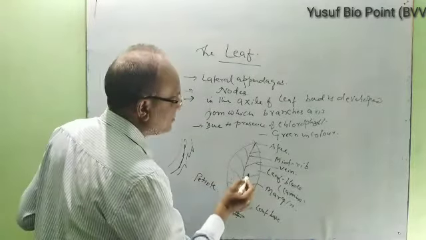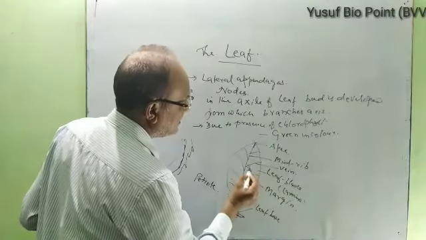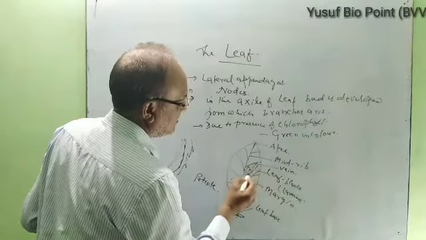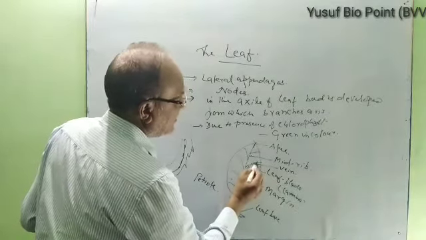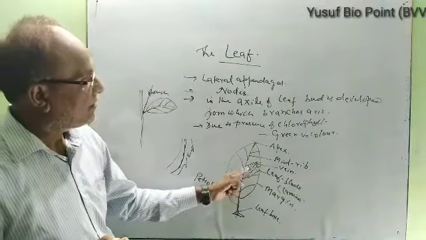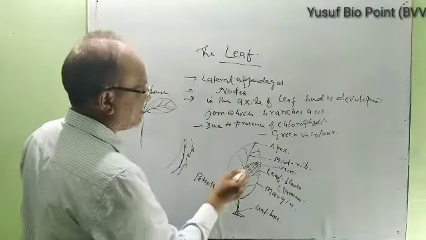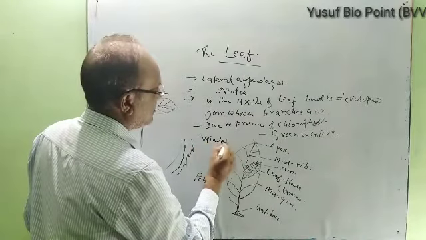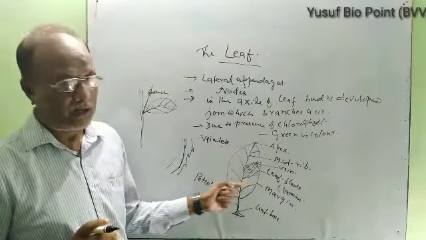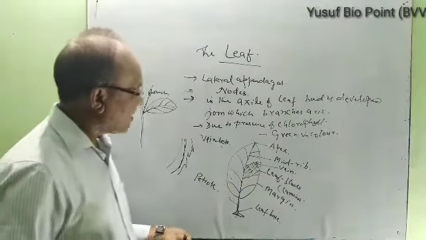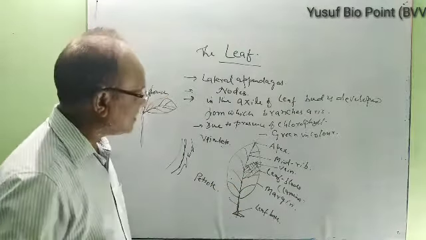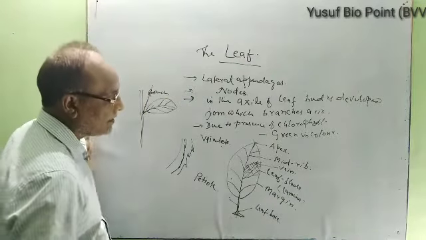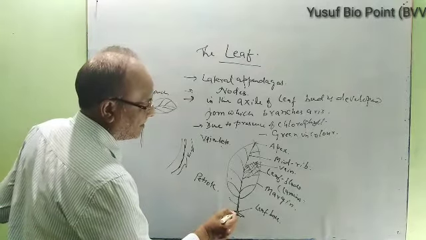Next, in between the veins you will see a net-like structure, known as veinlets. That is the network of veins. So this is the part, and in some plants an outgrowth is found at the leaf base.